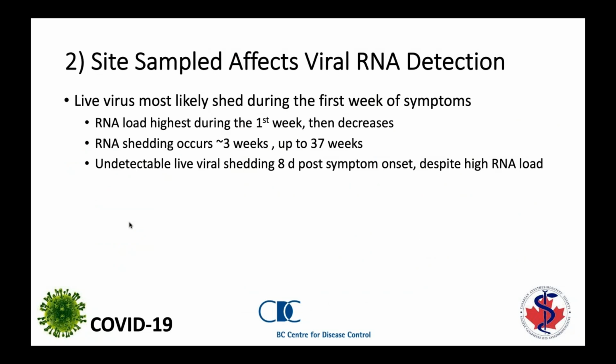So to summarize Wolf's study, as well as a number of well-designed and well-reported studies, this slide outlines that live viruses are most likely shed during the first week of symptoms. This is really important when deciding whether to test or not and how to interpret the results of the test. It's important to recognize that the RNA load is highest during the first week of illness onset and then decreases usually exponentially after that. The RNA shedding, so this doesn't necessarily mean live viruses, but the presence of RNA, occurs within the first 3 weeks and up to 37 weeks.